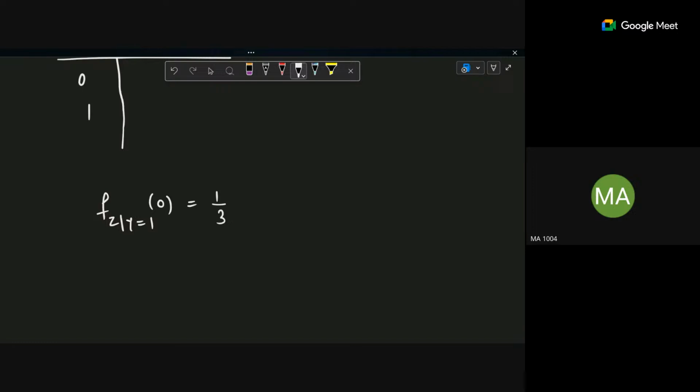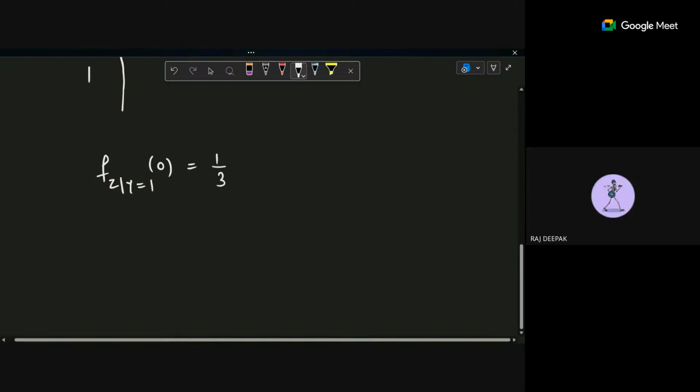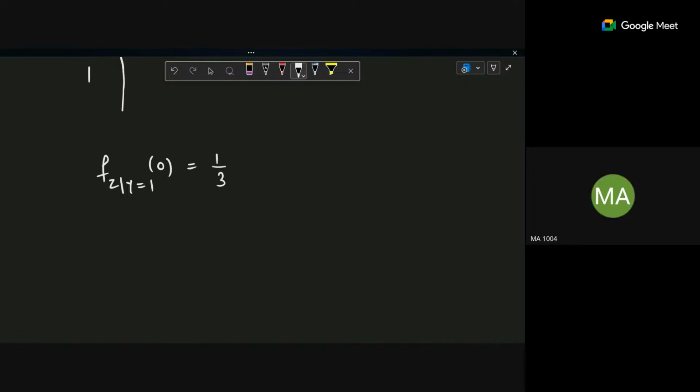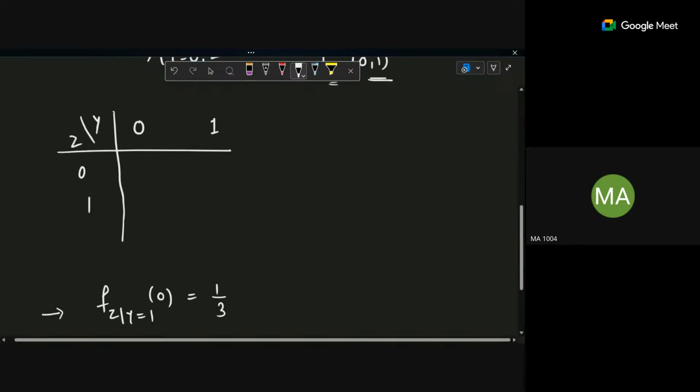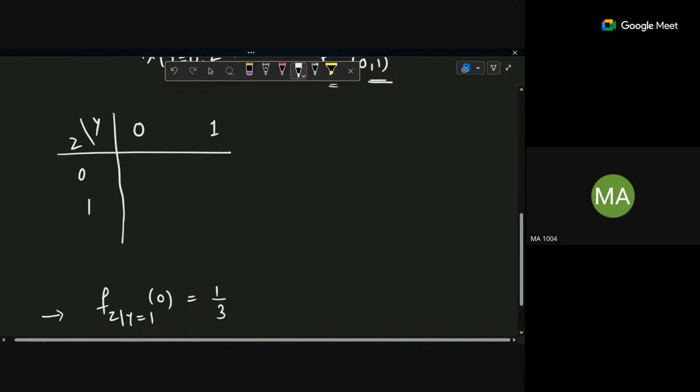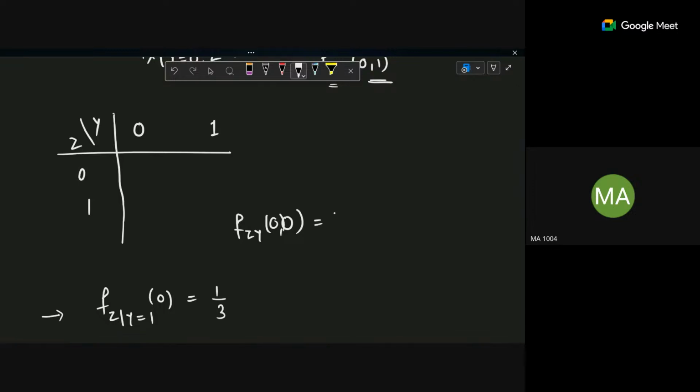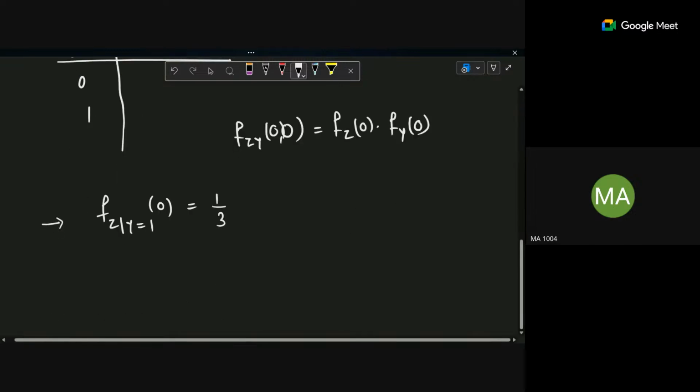Just check it. This information is giving you something else. We can use it as a marginal or conditional probability, to clarify whether to calculate fyz at 0, 0 you can do fz of 0 into fy of 0. Fz given that y is equal to 1 at a point 0 is equal to 1 by 3. Just elaborate what it is.